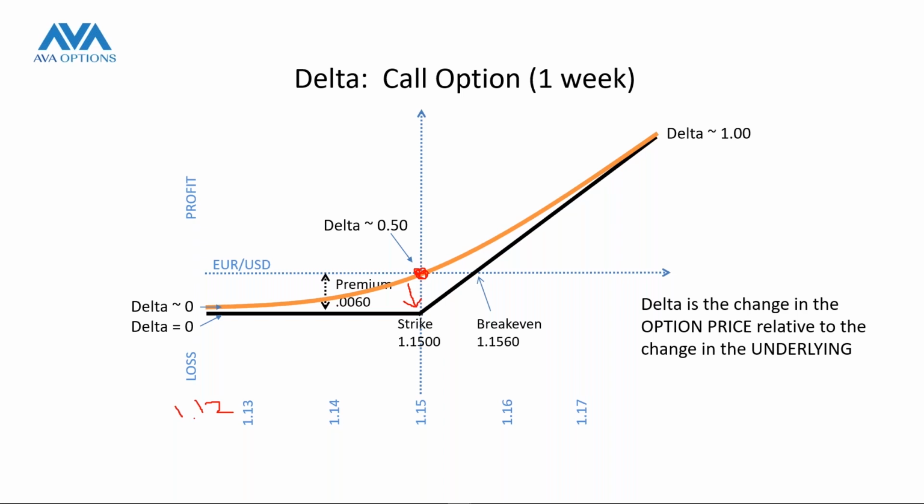As the market goes higher on a call, the delta goes higher. And as the market goes lower, the delta goes lower.